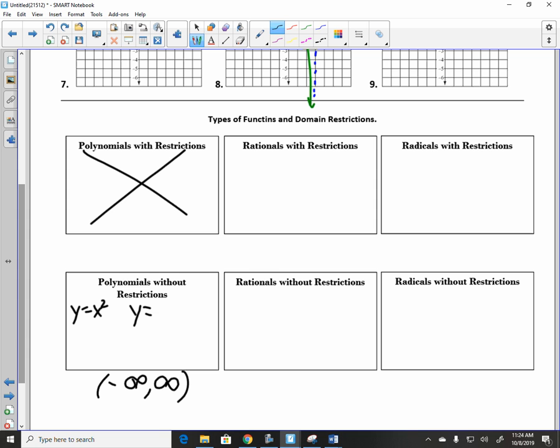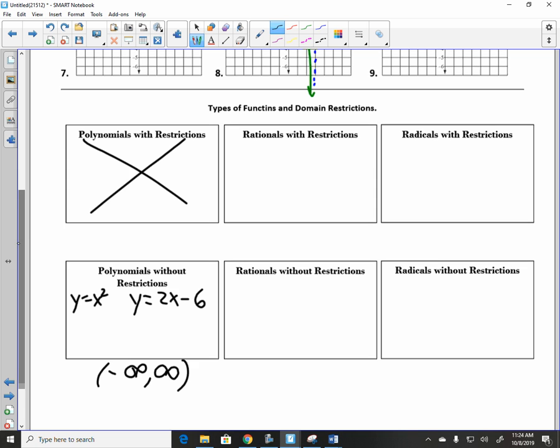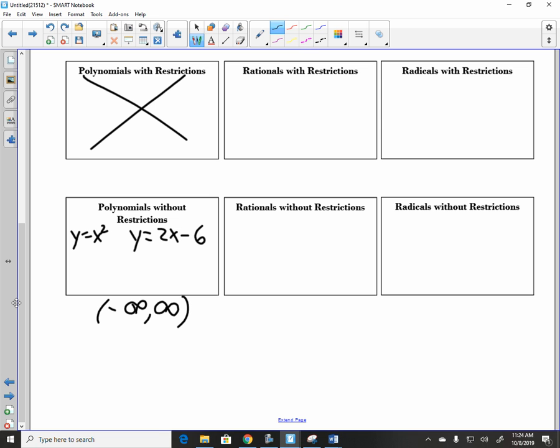Or y equals 2x minus 6. It's just a line. It has a domain of negative infinity to infinity. Or y equals x to the 5th plus x squared minus 2. All polynomials have domain negative infinity to infinity.